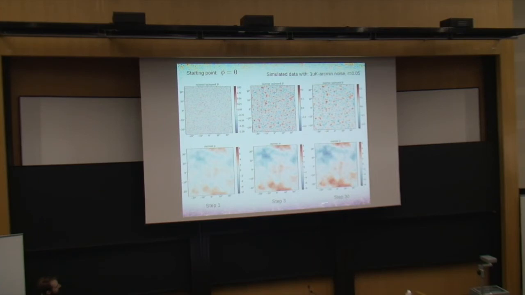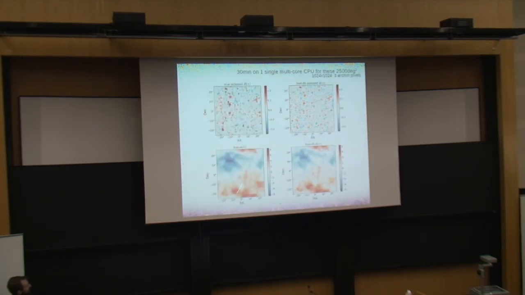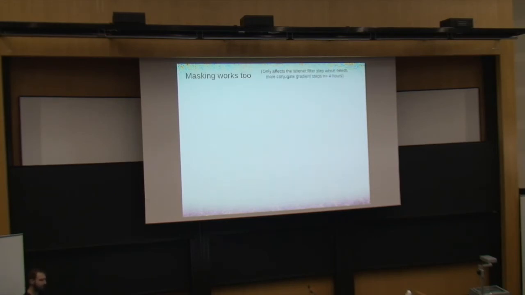By the way, I skipped a few steps. This was 30 steps of this algorithm. I get to something that looks a lot like the truth. So what you're looking for here is, does this look like a Wiener filter solution? And it does. It's smoothed out on small scales and tracks the truth really well. This was 30 minutes on one single CPU, by the way.